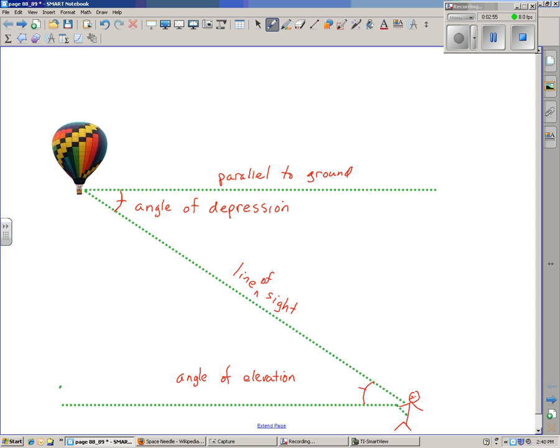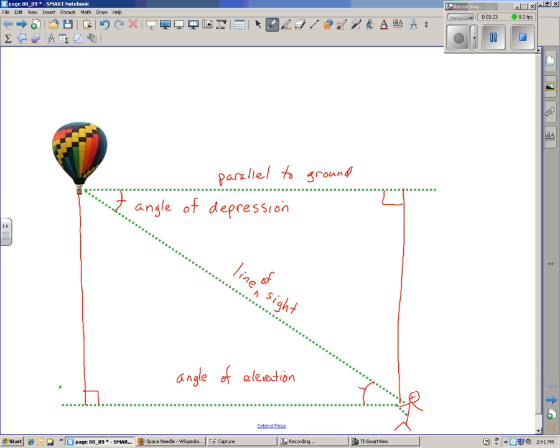Well, to solve some problems here, we might be interested in, let's say, the height of this balloon, and we knew some information. Well, we could form a right triangle by dropping a perpendicular there. So we can use these right triangles and do right triangle trig, using the line of sight as the hypotenuse and these parallel lines as one leg and the altitude as another leg.